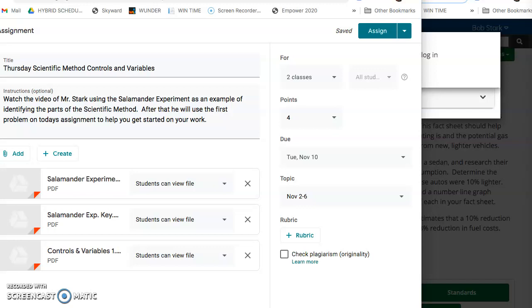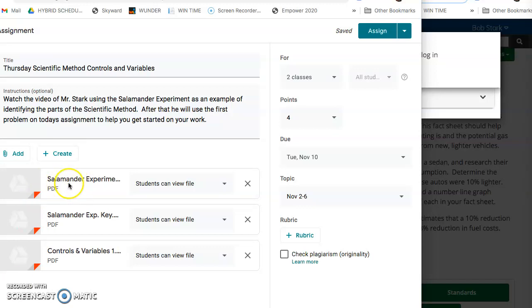Controls are things that are kept the same in the experiment, and variables are things that are different. In the notes that I gave you earlier, the controls were the cars, the make and model of the cars, and the independent variable was the color of the car and what influence that had on the rate at which the temperature changed inside the car. The rate at which the temperature changed inside the car was the dependent variable, and the color of the car is the independent variable.